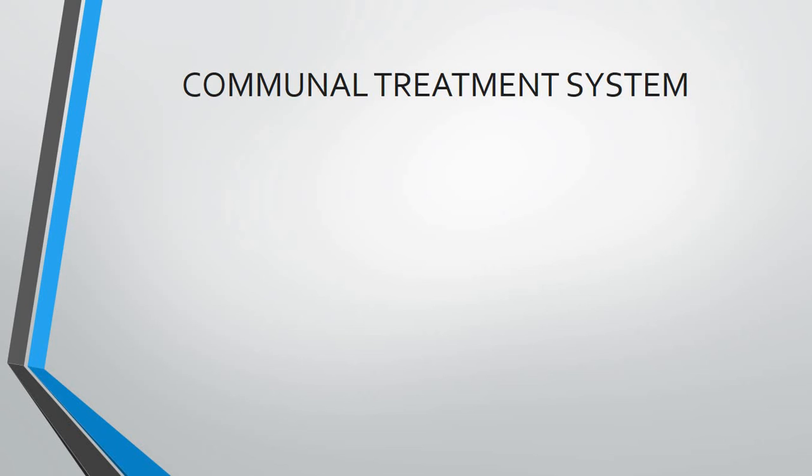Now moving to the next class, which is the communal treatment system. This one is very common in Malaysia. What do I mean by communal treatment system? Communal is one plant serving a small area. So it is decentralized. It's not one centralized treatment plant for a big city. No, it's small plants for small areas or for small neighborhoods. So this is one common system in Malaysia.